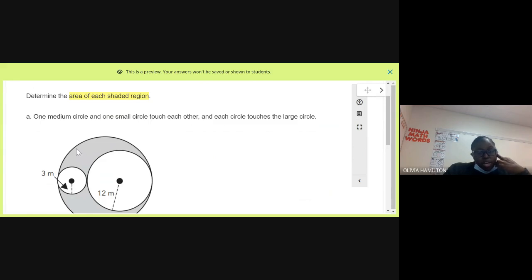So what do we use to find area? Well, it actually depends on which shapes you have. And it tells us we have one medium circle, one small circle, and we have a large circle. So we're basically finding the area of a circle. But not just one circle, three circles. But since they are fully formed, there's no halves and there's no quarters. We basically just need the same formula for them all.